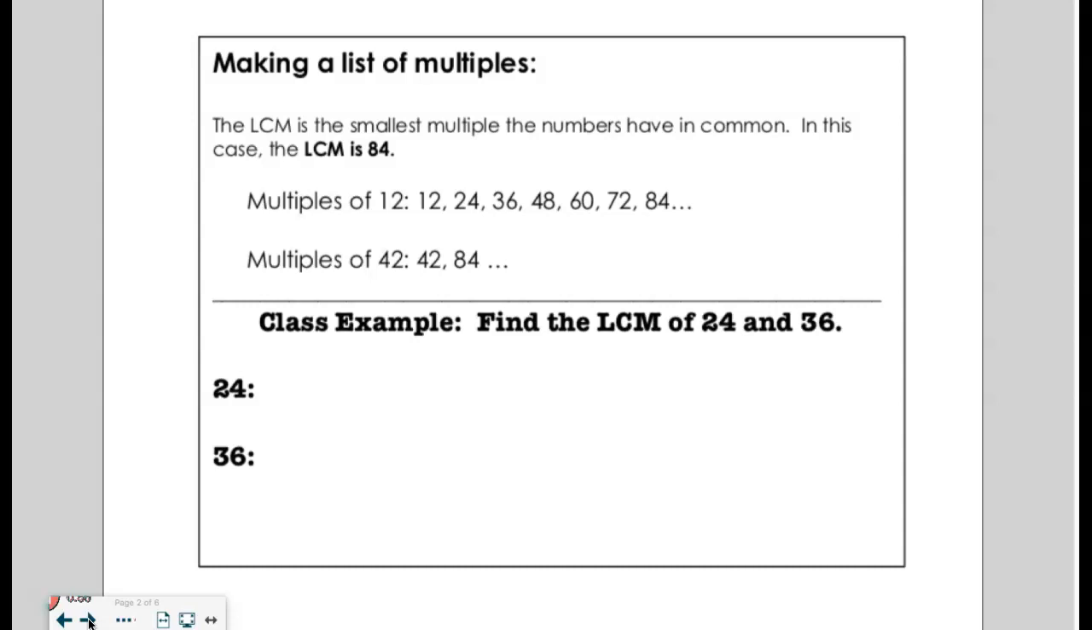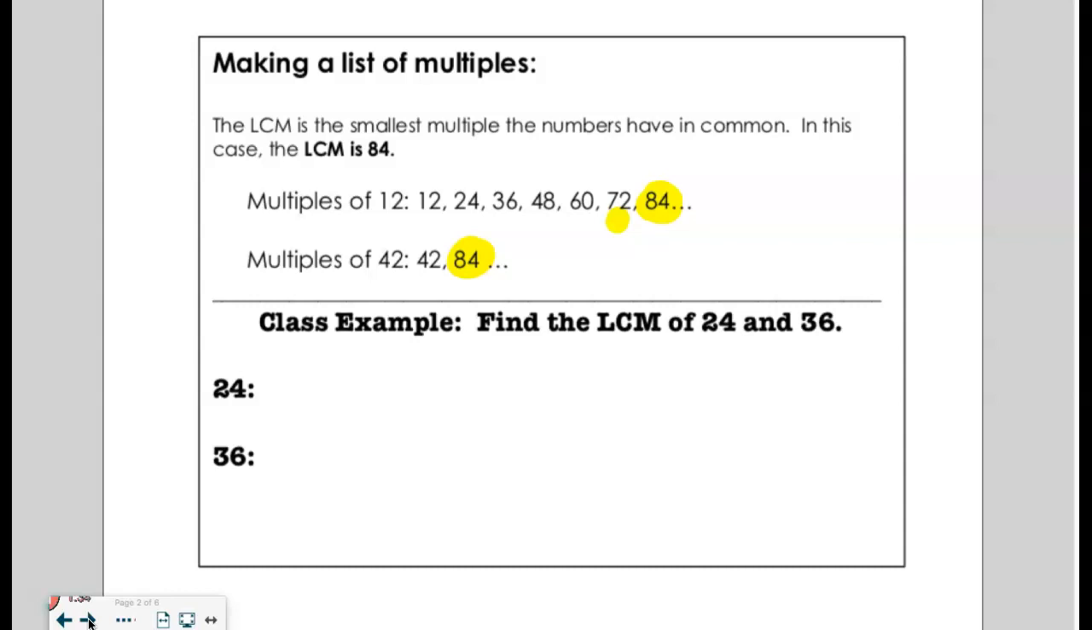So our first method of finding the least common multiple is listing out multiples. So we list out all the multiples and then we look for the first multiple that is the same between the two numbers. So if you look at the list of multiples, we have 12, 24, 36, 48, 60, 72, 84. And then we went with the multiples of 42, which is 42, 84. So our first multiple that we have the same is 84.